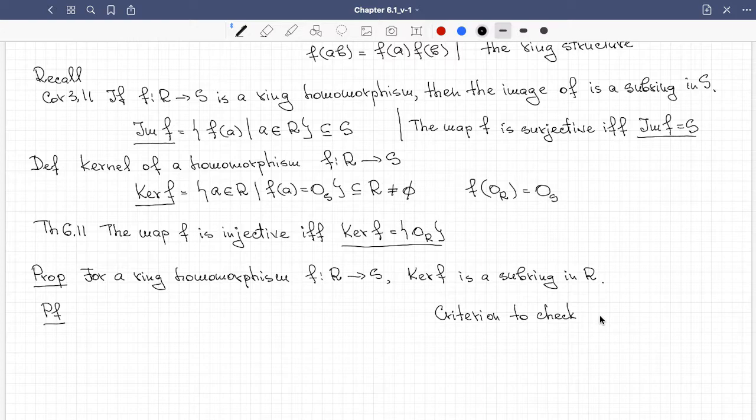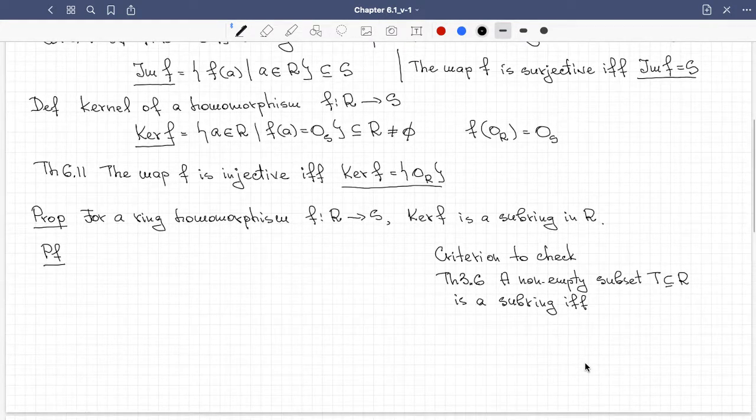Whether a subset is a subring. This is given by Theorem 3.6, which we discussed briefly in chapter 3, and it tells us that a non-empty subset, say C in R, is a subring if and only if the two following conditions are satisfied.